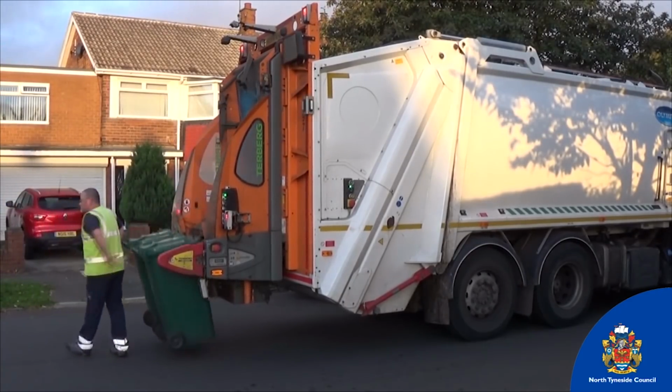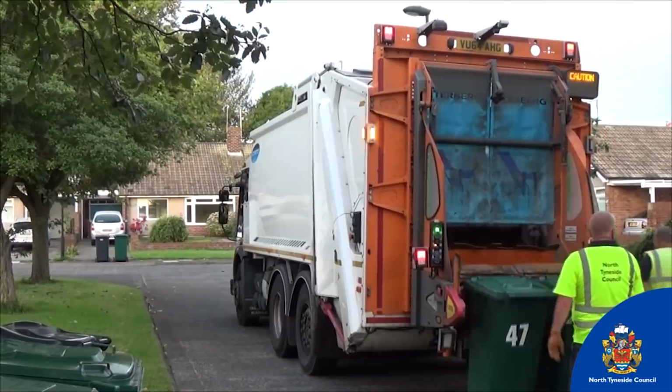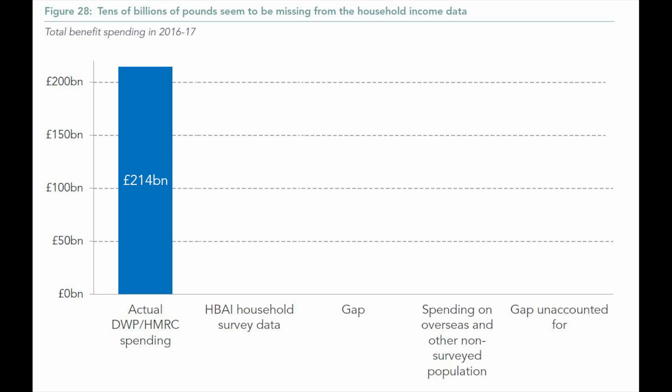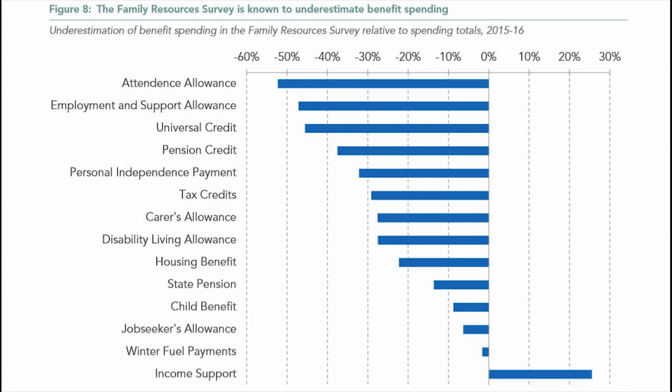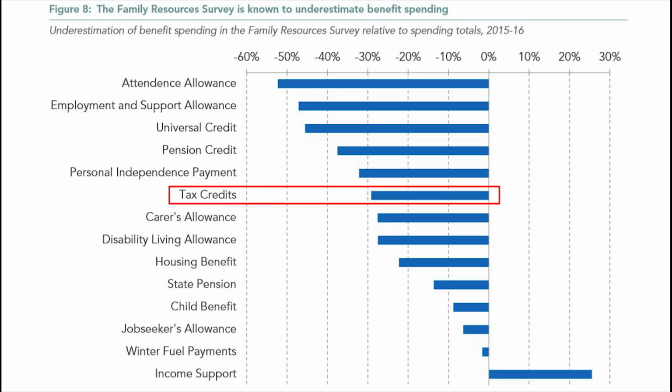The data is not derived from any official government statistics, rather from a survey of 20,000 households called the Family Resource Survey. Now, we know the government distributes benefits of around £214 billion, but when we extrapolate the data from this survey, it comes to just £170 billion. That's a gap of £40 billion, 20% of the entire benefits in the United Kingdom. This gap can be quantified in more detail. Housing benefit is underreported by 22% or £5.3 billion. Tax credits are underreported by 29% or £7.8 billion.